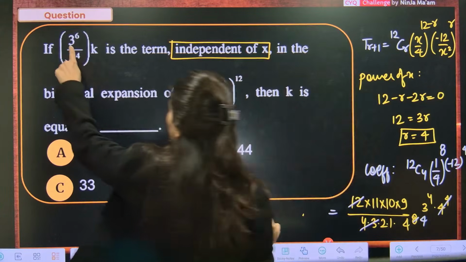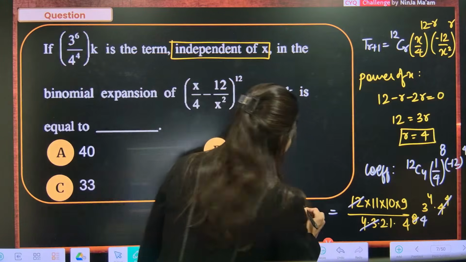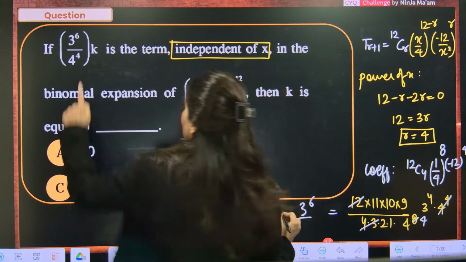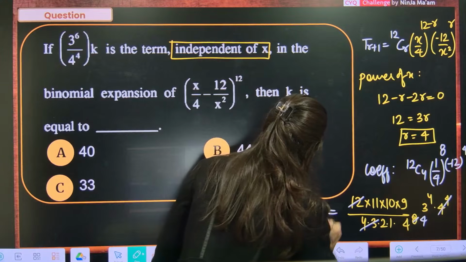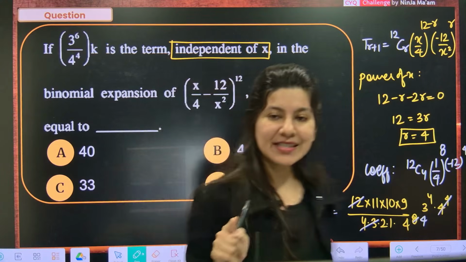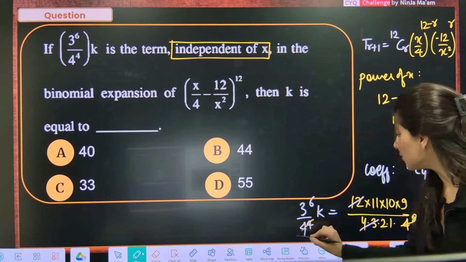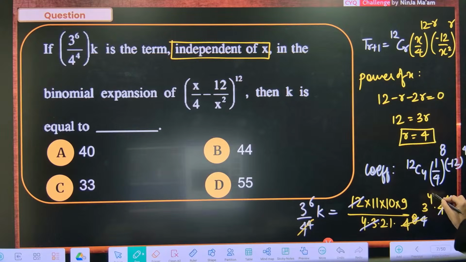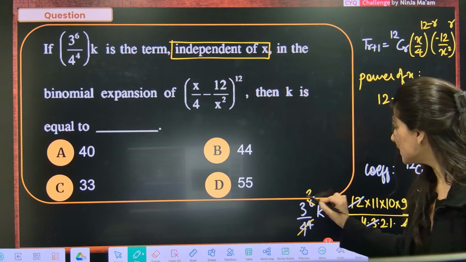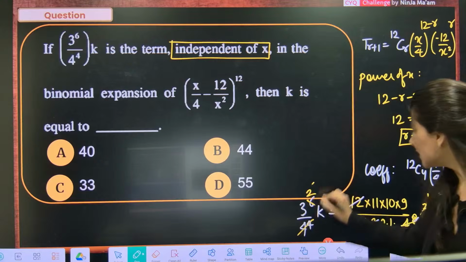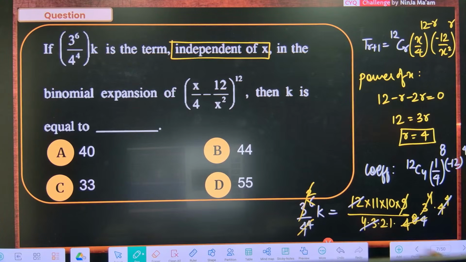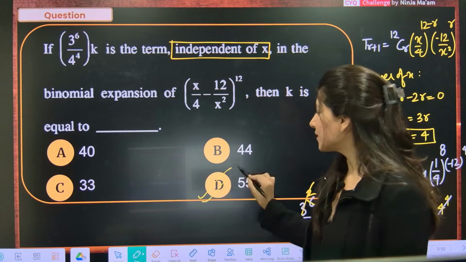And you know what? As per the question, they are giving 3 power 6. So this is 3 power 6 upon 4 power 4. Term independent of x, they are already giving, which is this. So now all we have to do is 4 power 4 and 4 power 4 is gone. Now 3 power 4 and this 3 square. 3 square and 9 are again getting cancelled out. So K is coming out as clearly 55, my dear students. Option D is absolutely right.